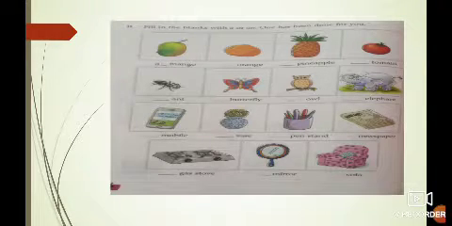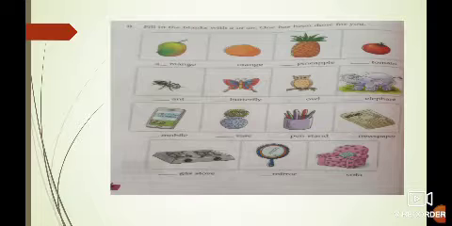Now, in this, pictures are given. Picture names are also given. Only you have to use A or an before the names. Like the first one is done. Before mango, it's written A because M is consonant.